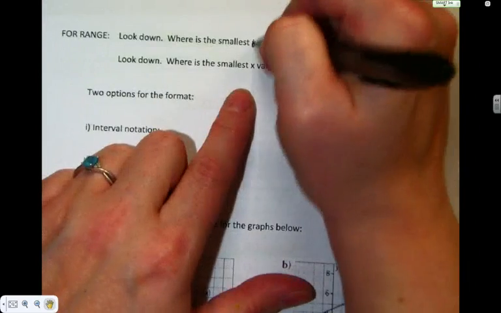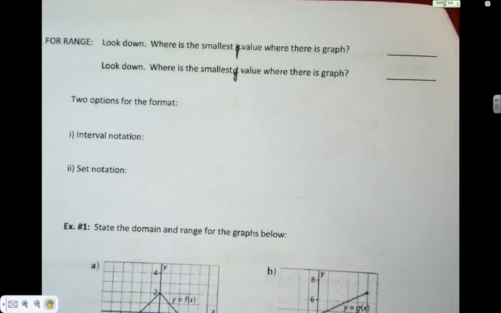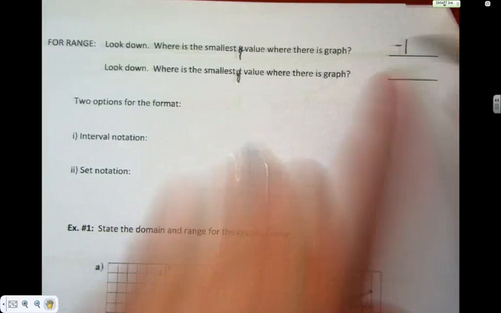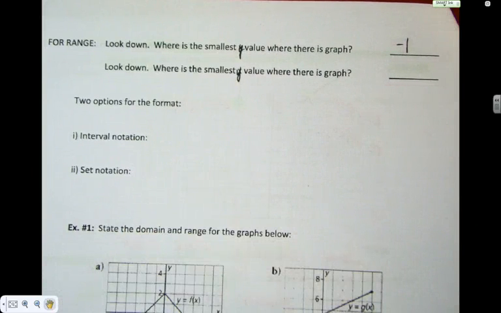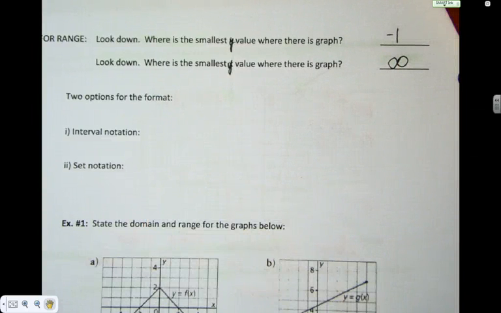So I want to just correct this because this was supposed to be Y's, not X's, so let's just fix that. So we said if we look down, the lowest value we saw was -1. The highest value we saw was infinity. As long as the other one keeps going, keeps going.